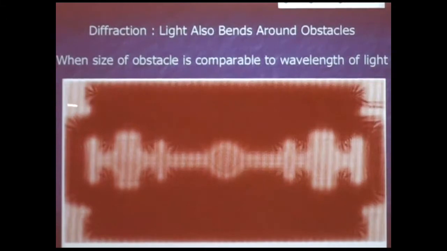However, if you run the light into an obstacle which is comparable in length to the wavelength, so for example, the corner of this razor blade, then you can see that at this corner, the light has gotten through.